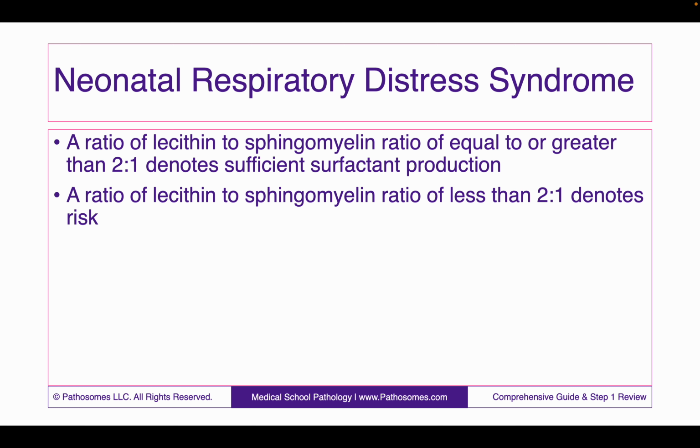A ratio of lecithin to sphingomyelin, or specifically an L to S ratio of equal to or greater than 2:1, denotes sufficient surfactant production. A lecithin to sphingomyelin ratio of less than 2:1 denotes risk of neonatal respiratory distress syndrome.